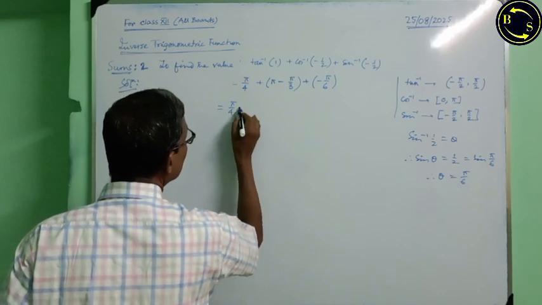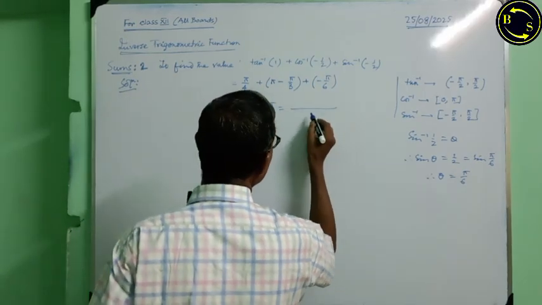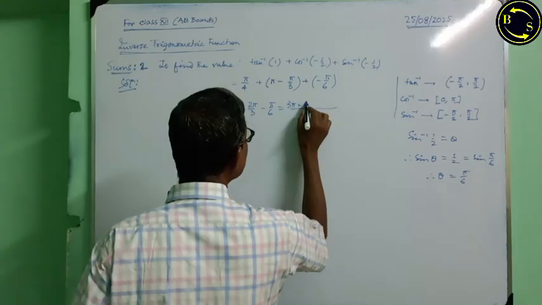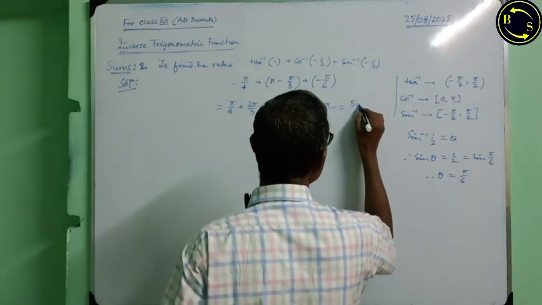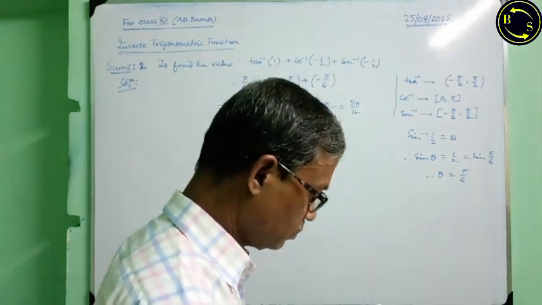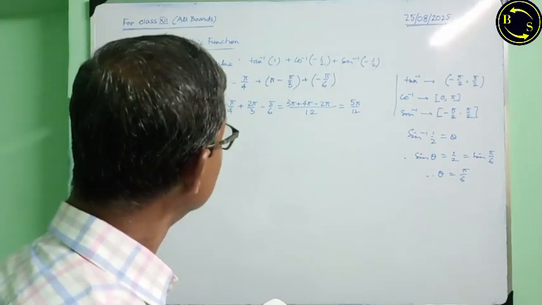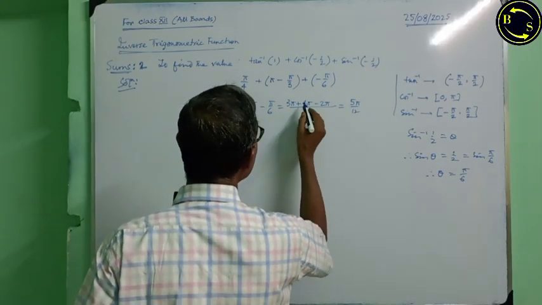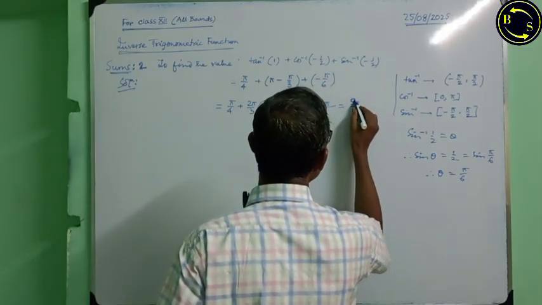Pi by 4 plus 2 pi by 3 minus pi by 6. LCM of 3, 4, 6 is 12. 3 pi plus 8 pi minus 2 pi, this will be 9 pi.